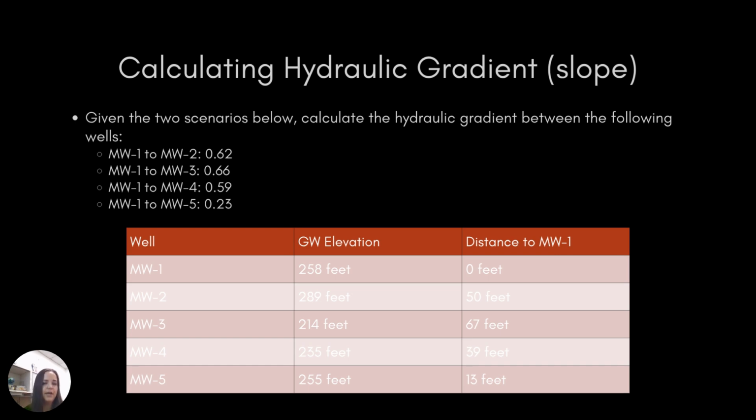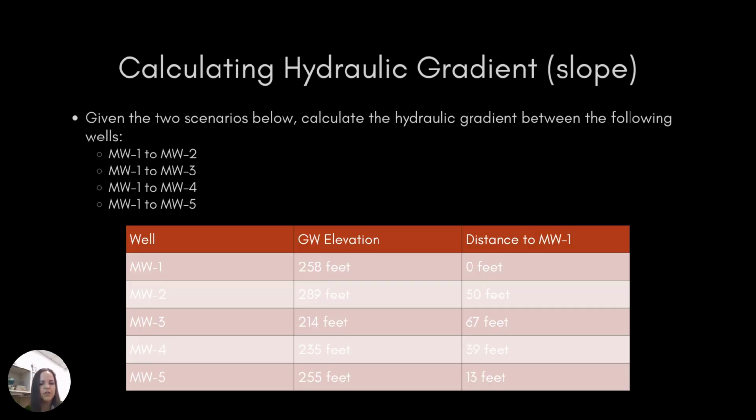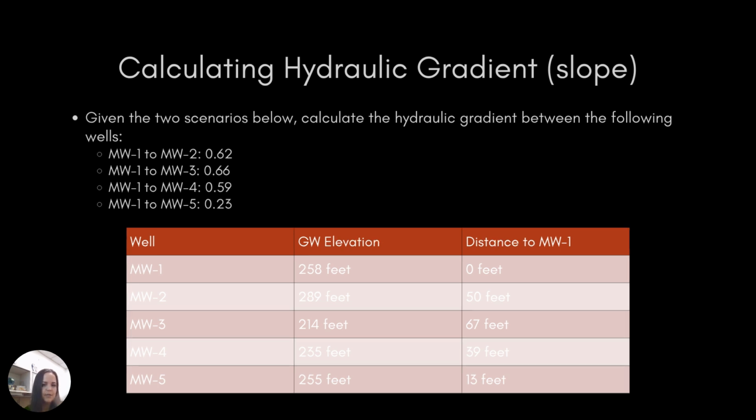All right, so there are the answers for the hydraulic gradient. You're really just dividing the two. So you're taking the difference between groundwater elevation, which is the delta H, over the delta L, which is the distance. So if I back up to that other slide really quick, we're calculating delta H, which is the difference between their elevation measurements, over L, which is the distance between the two. Okay, so it's just groundwater elevation difference divided by the distance to MW1 to get those numbers.